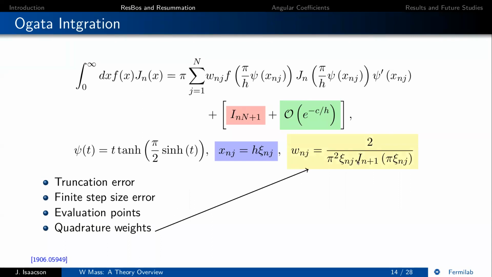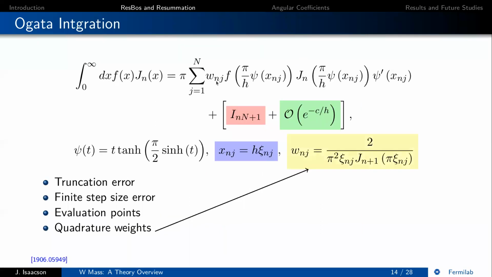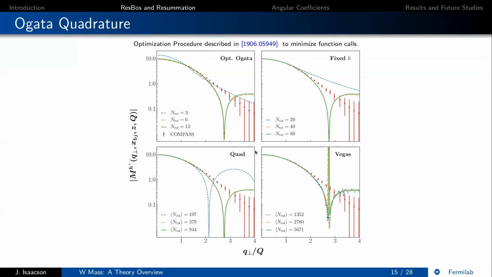And then you introduce this quadrature weight that you have to multiply your function by, to account for the fact that you're now doing this quadrature approach to reproduce the correct integral. And I just want to highlight the results from this paper back in 2019, where they basically showed a way to optimize this H parameter such that you can drastically minimize the number of function evaluations you need to actually get an accurate calculation.